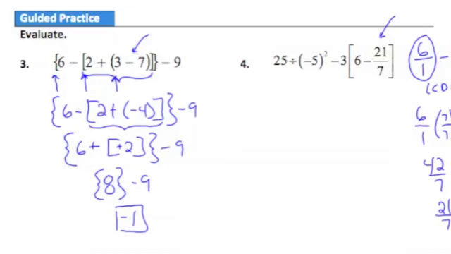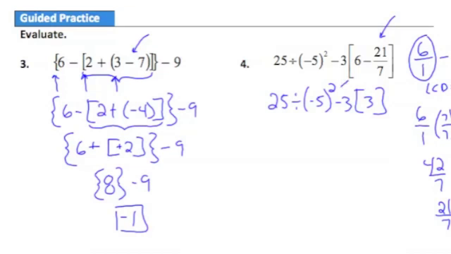I can simplify that actually by doing the division. 7 goes into 21 evenly. That gives me 3. So let's go back to my problem here. I have 25 divided by negative 5 squared minus 3 inside the brackets. Now we just got an answer of 3. Now our brackets are done, so let's go to exponents next.